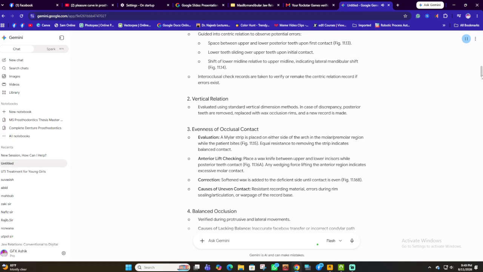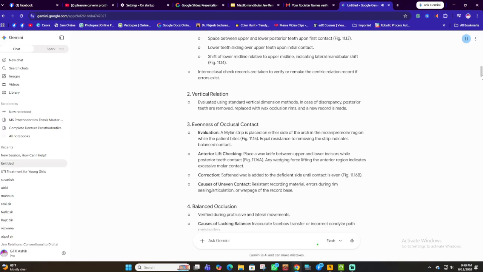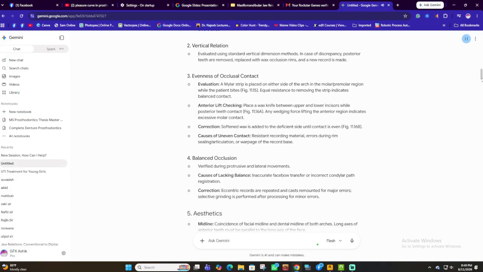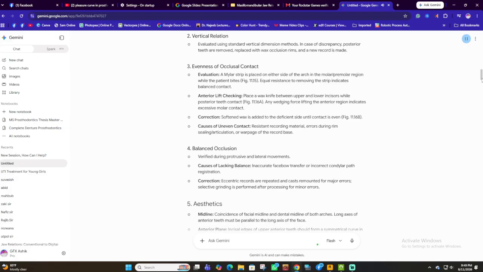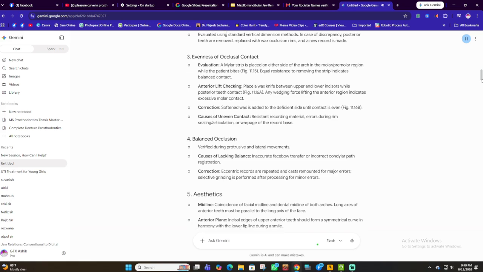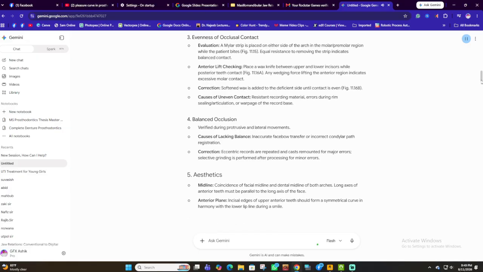Resistant recording material, errors during rim sealing, articulation, or warpage of the record base. 8. Balanced occlusion. Verified during protrusive and lateral movements. Causes of lacking balance: inaccurate face bow transfer or incorrect condylar path registration. Correction. Eccentric records are repeated and casts remounted for major errors. Selective grinding is performed after processing for minor errors.